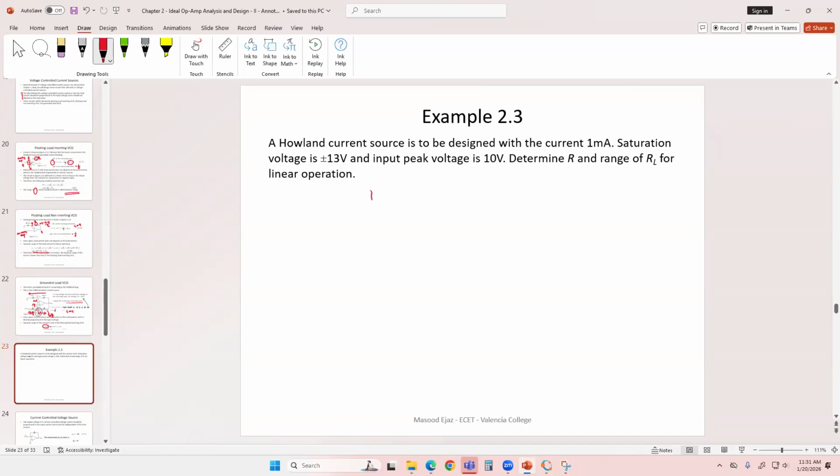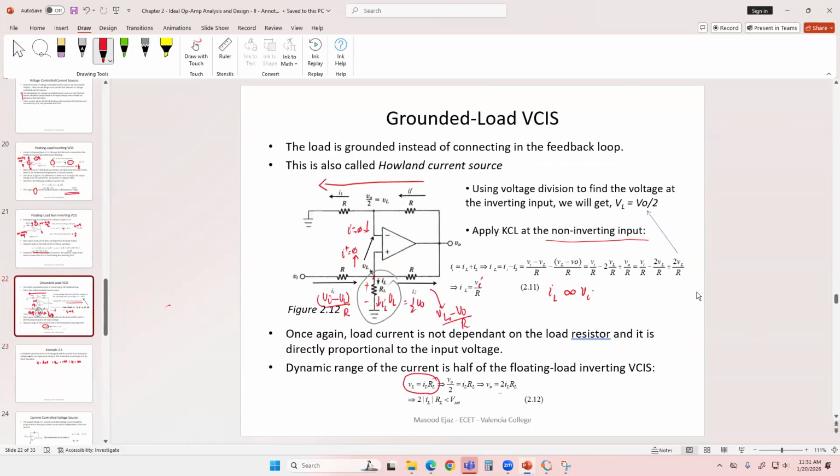So, the given values: V saturation is 13 volt, positive and negative, and the input voltage is 10 volt. Determine the value of R for linear operation. Okay, so value of R first.